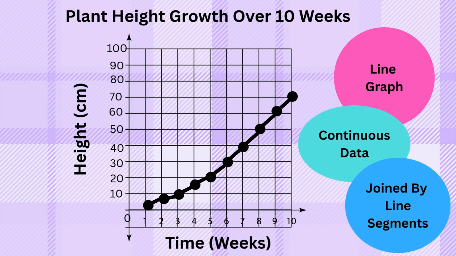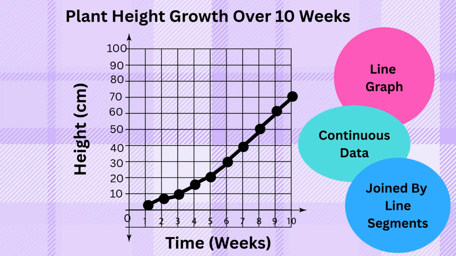Here's an example of a line graph that shows continuous data. When we look at the growth of plants over several weeks, a line graph works perfectly. We might measure the height of a plant each week for 10 weeks. We plot these measurements as points on our graph and then connect them with line segments. The line between points shows us that the plant was growing continuously, even though we only measured at specific times.